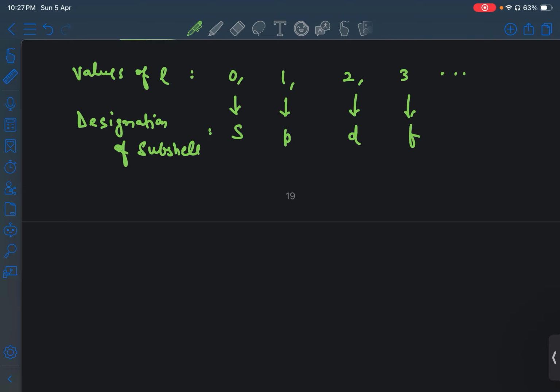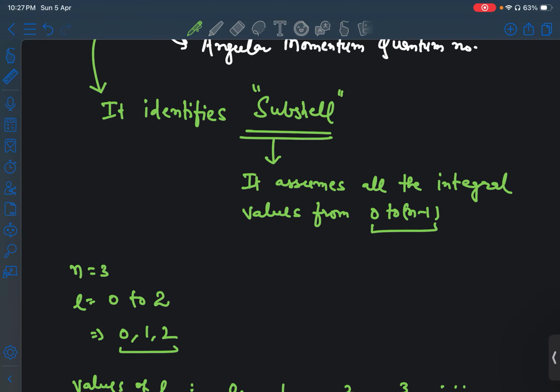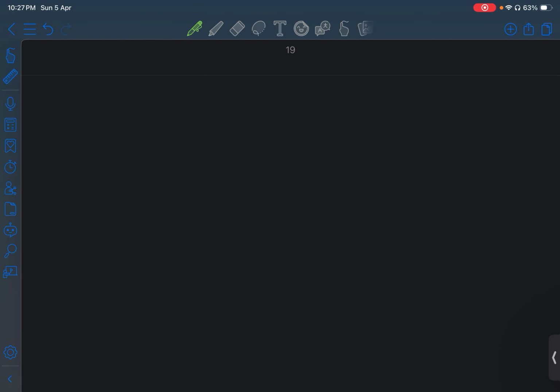Clear? Okay. So basically, we can see here the value of L also depends upon the N as well, right? And L has other significance as well. L determines shape and energy of an orbital. Very, very important term. L determines the shape and energy of an orbital.